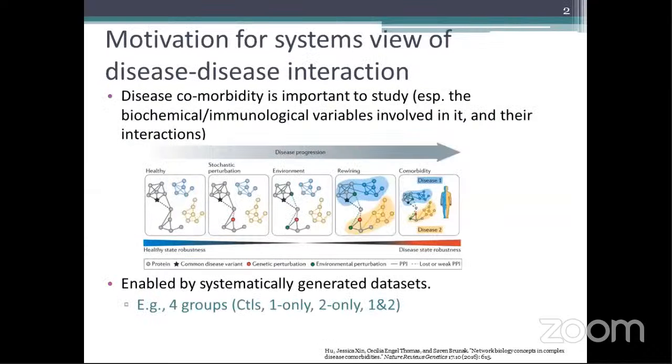So disease comorbidity, if you have to define it, is defined as a disease occurring on top of a primary disease. The primary disease of interest could be, for example, something like diabetes and TB, or cancer and sepsis, or HIV and AIDS, or HIV and hepatitis.